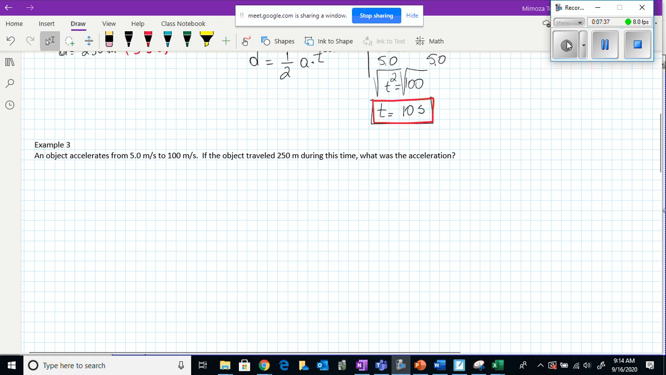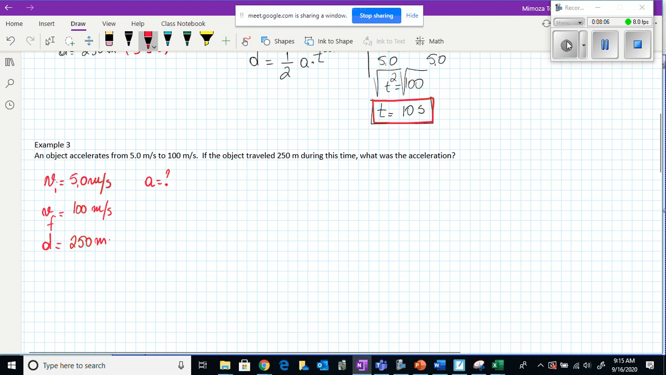So we'll start with what is given. Initial velocity is equal to 5.0 meters per second, and final velocity is equal to 100 meters per second, and distance is equal to 250 meters. And what they are looking for is acceleration.